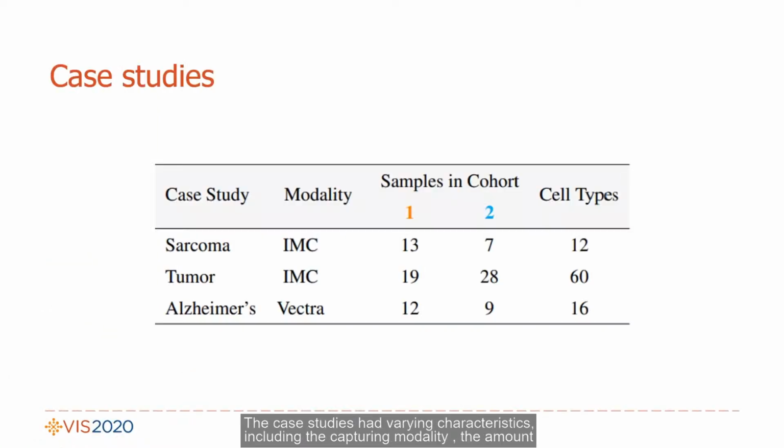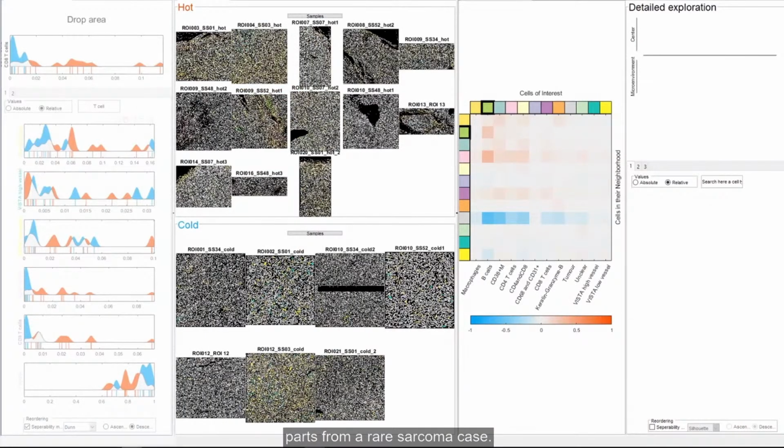The case studies had varying characteristics, including the capturing modality, the amount of samples, and cell types. Here we will see how our workflow implemented in a standalone application is being used for a case study which features 20 tissue parts from a rare sarcoma case.